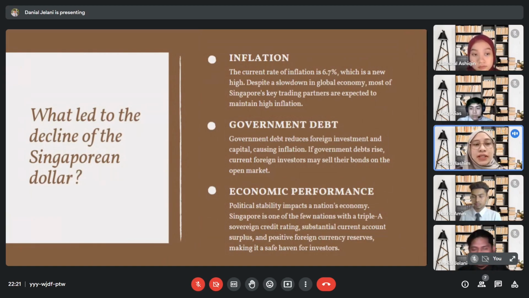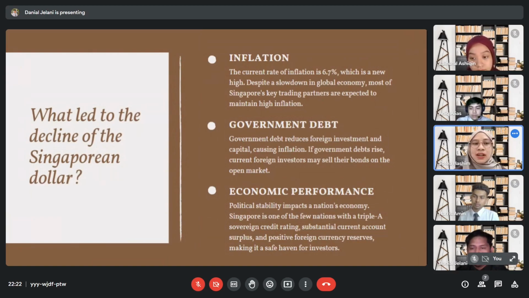Next, the second factor is government debt. Inflation is caused by government debt. If government debt grows, international investors may sell their bonds, and this will devalue the local currency. Singapore's banking sector accounts for most of these gross foreign commitments due to its prominence as an international financial center.